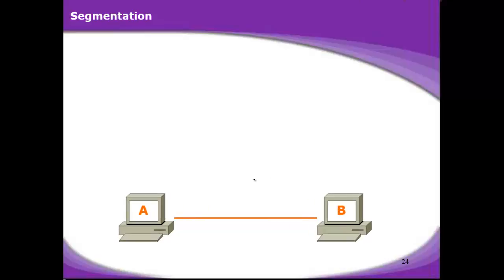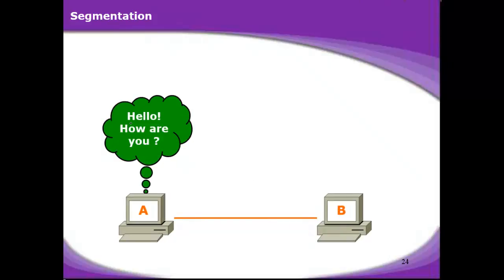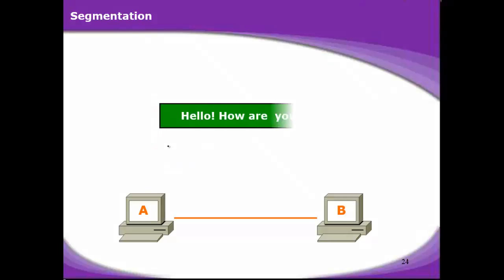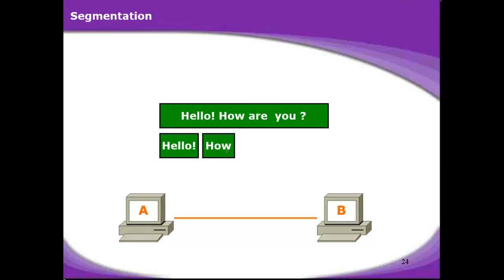So one of the functions of the transport layer was segmentation. Segmentation is when you have a bunch of data, and this data needs to be segmented or partitioned into small pieces for proper delivery of the data. Like you have got this data from the application layer, so this needs to be segmented like this: hello, how are you, for proper transportation to the destination.